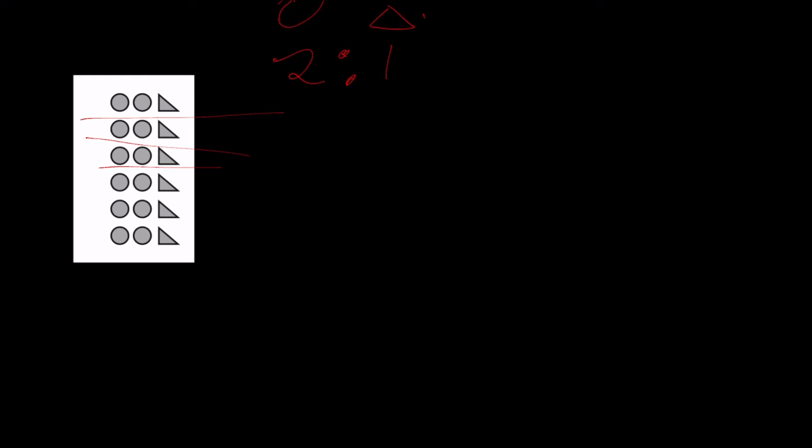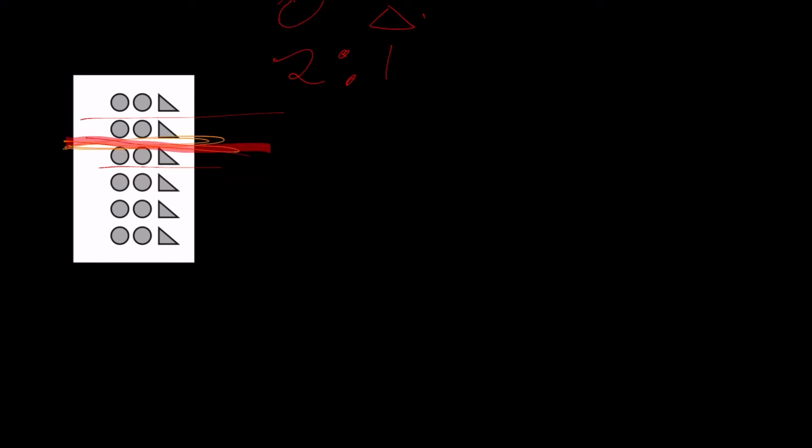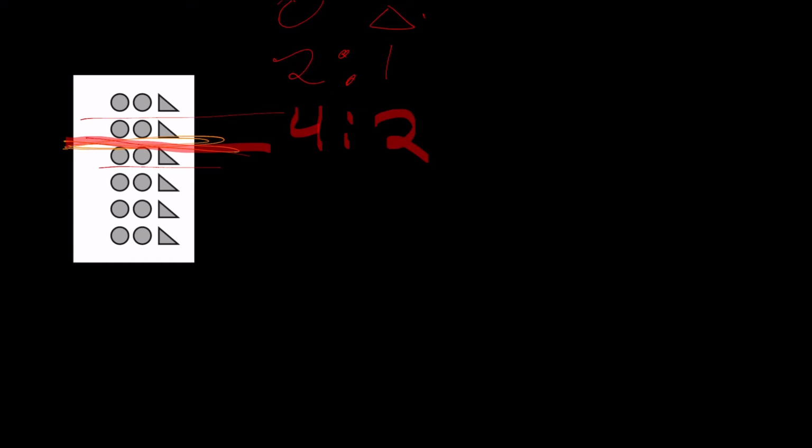Now, how many circles are there for every 2 triangles? So now I'm going to look at every 2 triangles here. Well, that would make the ratio 4-to-2, right? And now, what if I'm looking at every 3? And that ratio would now be 3 triangles to 6 circles, right?